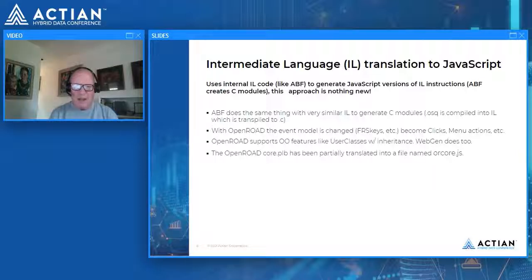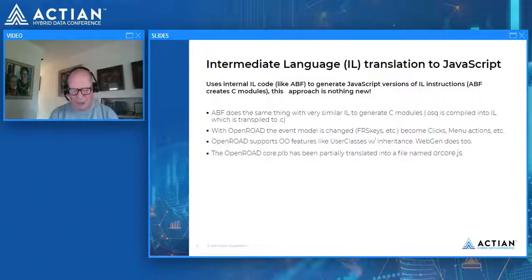OpenROAD, unlike ABF, is object-oriented and supports inheritance, and guess what? So does WebGen. I have a way of picking apart hierarchies of user classes and creating constructors in JavaScript from them. So we support inheritance with WebGen also.